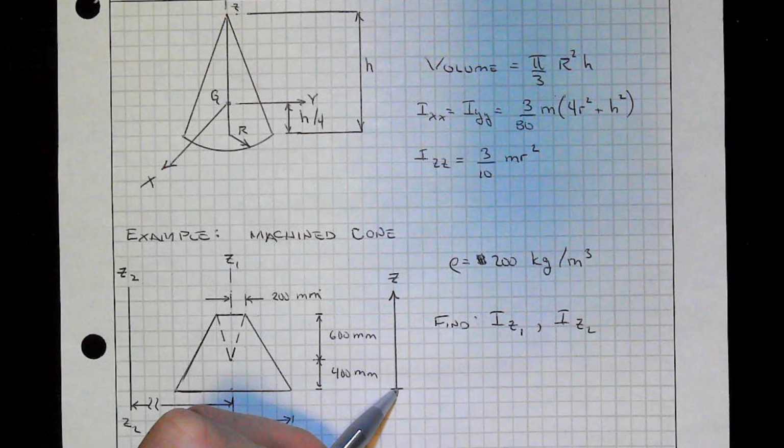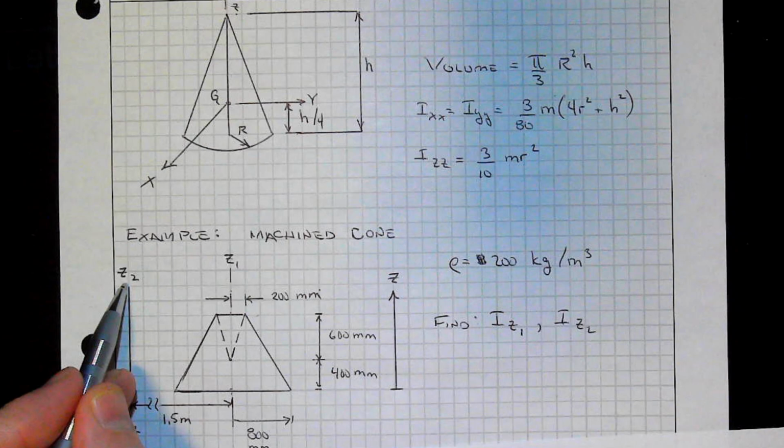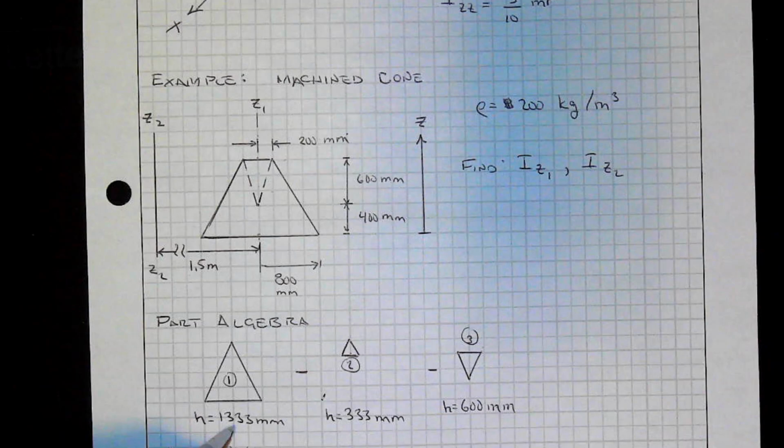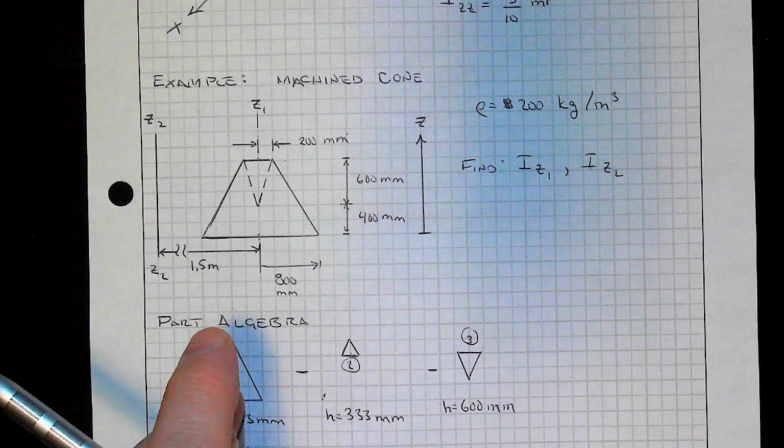Ix and Iy, these are symmetrical, so they'd be the same: 3 over 80 mass times the quantity 4r squared plus h squared. And Iz, so rotating about this center line, is 3/10 m r squared. So here's my composite part. It's basically made out of 3 cones where 2 sort of don't exist.